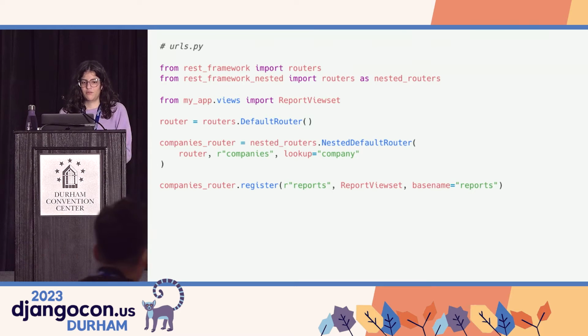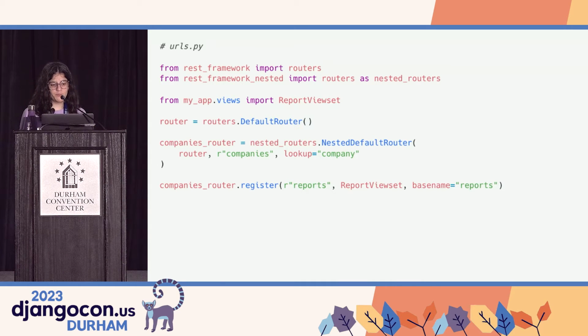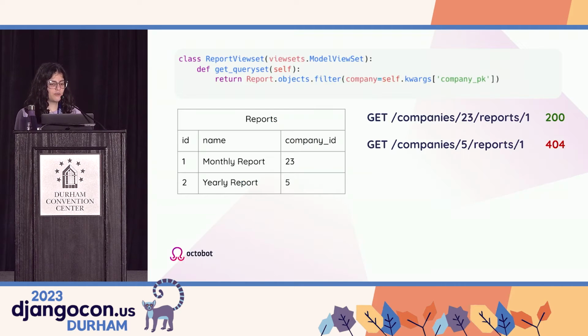So in this case, I create my company's router with referencing the original router and then the lookup company. And I registered the reports view set under this router. And so that's the part from this library. And so the way you would use this is in your report view set, for example, you can filter the query set using the company primary key in the URL. And so in an example, if this is my reports table that I have here, I have 2 reports, one for company with ID 23 and one for company with ID 5.